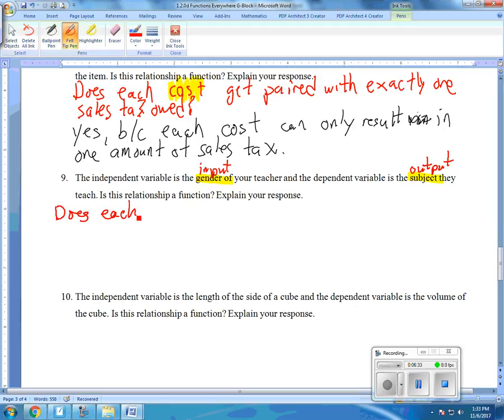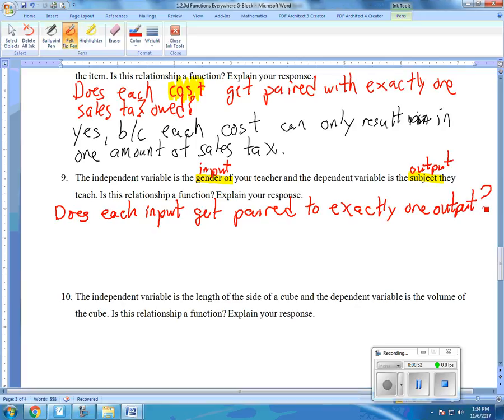Does each input get paired to exactly one output? And what we really should do here is now replace the words input and output with what the input and the output actually are for the situation that would be given. So I'm going to erase the word input, and I'm going to replace it with gender. And I'm going to erase the word output, and I'm going to replace it with the word subject. So now the question is, does each gender get paired to exactly one subject?